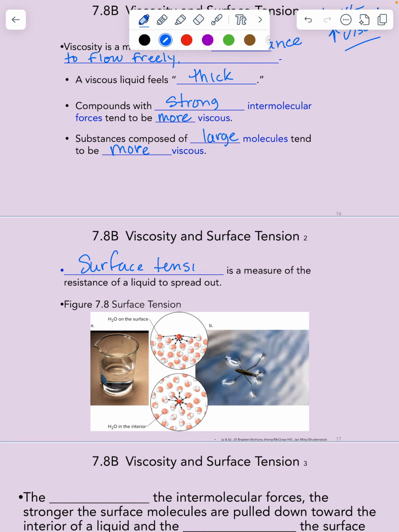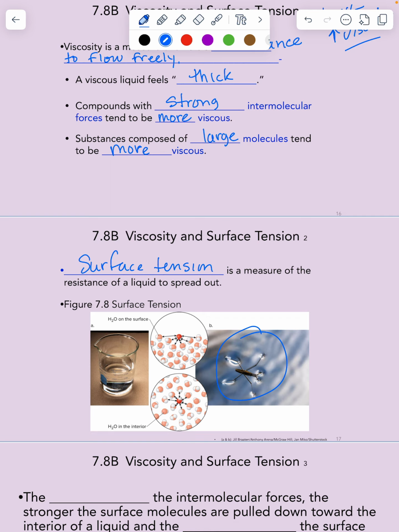Surface tension, you've probably seen a little spider on the top of the water, running across the top of the water. Or maybe you have attempted to float a paper clip on the surface of water. Water has a very high surface tension, and so it's holding the molecules together, resisting the urge to spread out when pressure is put on it. And surface tension has to do with the intermolecular forces, just like viscosity.